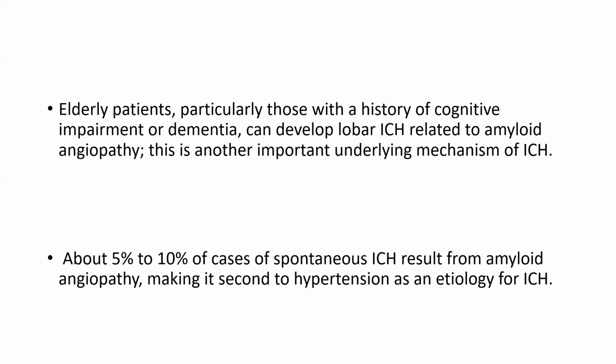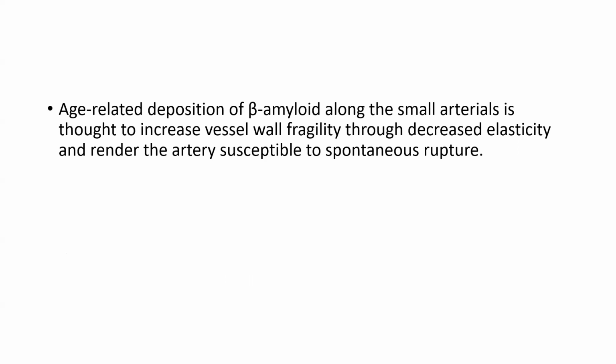Elderly patients, particularly those with a history of cognitive impairment or dementia, can develop lobar ICH related to amyloid angiopathy, and this is an important underlying mechanism of ICH. About 5% to 10% of cases of spontaneous ICH result from amyloid angiopathy, making it second to hypertension as an etiology for ICH. Age-related deposition of beta amyloid among the small arterioles is thought to increase vessel wall fragility through decreased elasticity and render the artery susceptible to spontaneous rupture.